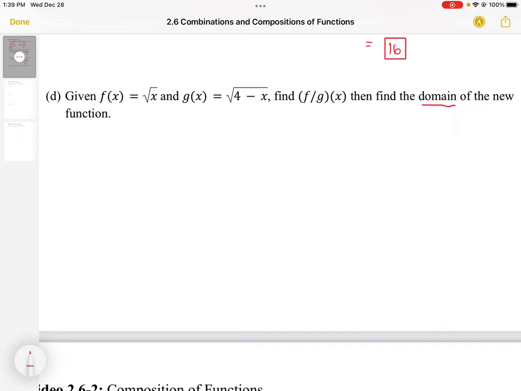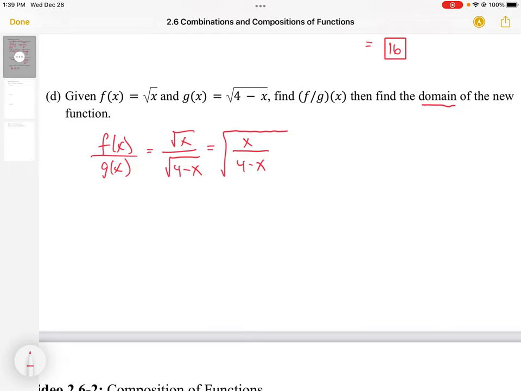So, f of x divided by g of x is equal to the square root of x divided by the square root of 4 minus x. So here, this is our function, okay? It's quite ugly, but this is our function. We could rewrite this as the square root of x divided by 4 minus x. We're able to do that using properties of exponents. And now we're asked to find the domain.